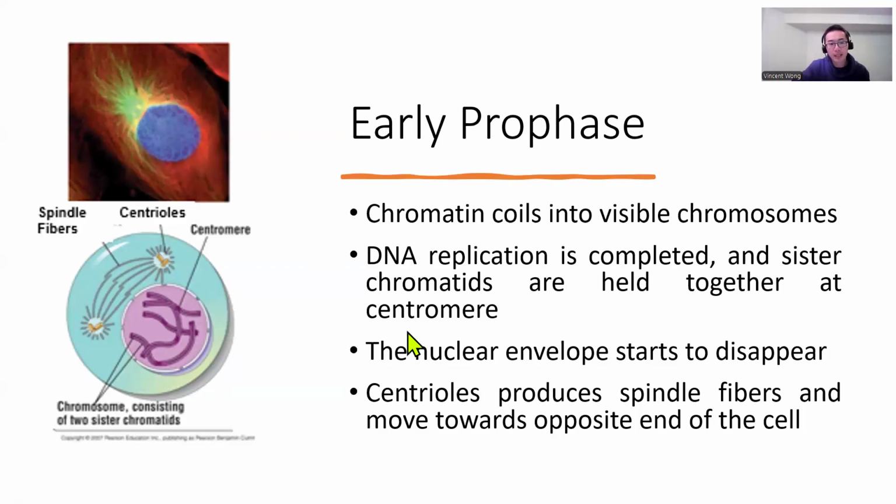DNA replication is completed. Sister chromatids are held together at the centromere. We talked about that already. Now we've got to get these chromosomes out of the nucleus. As you know, the nucleus is surrounded by the nuclear envelope, so we need to take away the nuclear envelope to allow the chromosomes to come out. If they're all scrunched in the nucleus, it's really hard to move them around. The centrioles will produce these spindle fibers as they move to the opposite sides of the cell. If you look at this picture, you can see these two yellow dots in the center. Those are the centrioles.